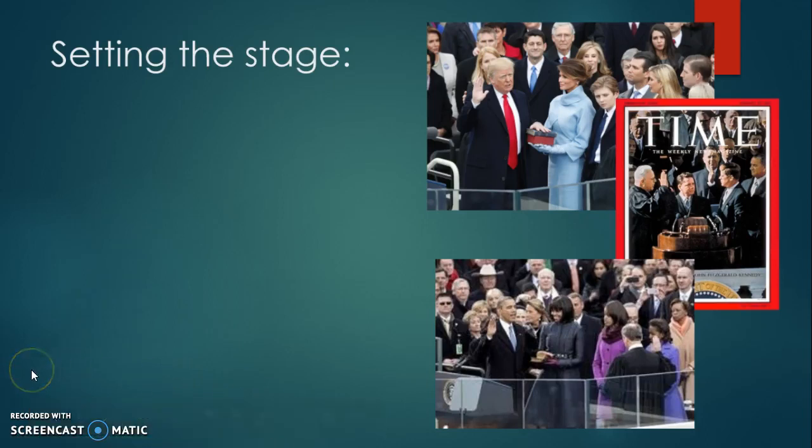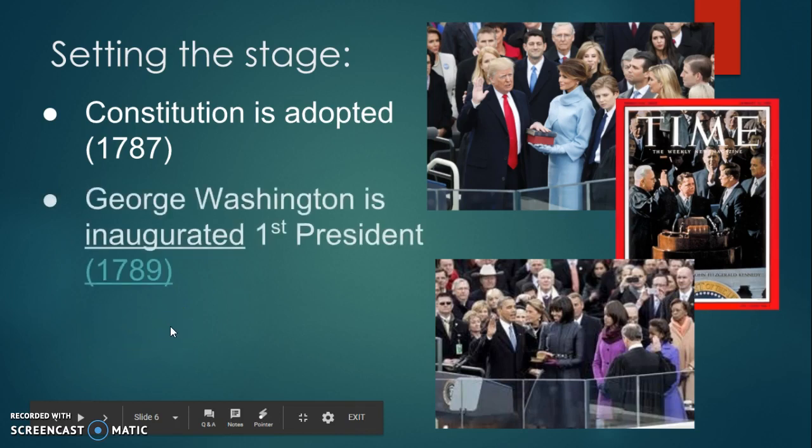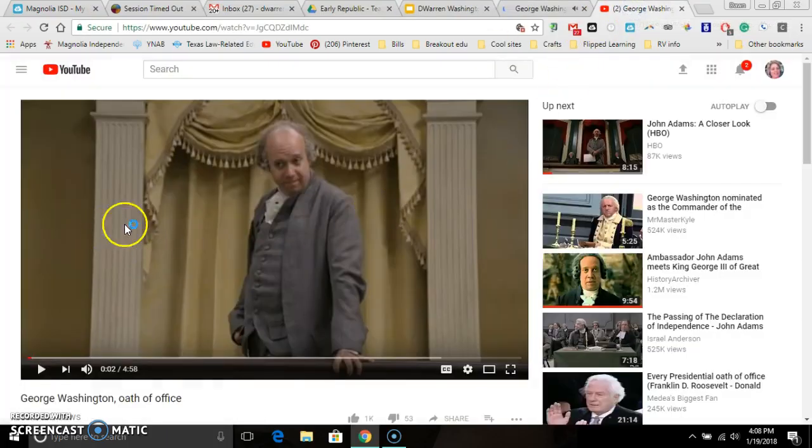All right, today's topic is George Washington. Now it's 1787. The Constitution is adopted. George Washington is inaugurated to be the first president. Now, if you would like, click on that link right there, and that will take you to something.